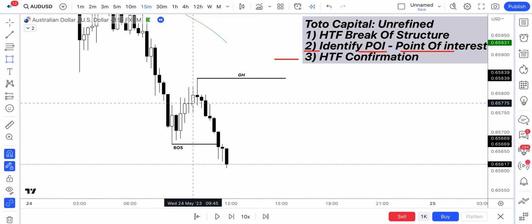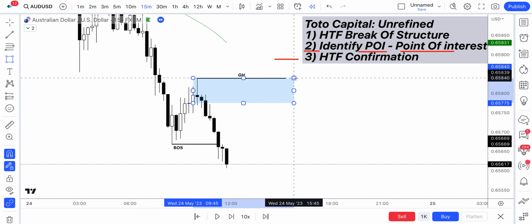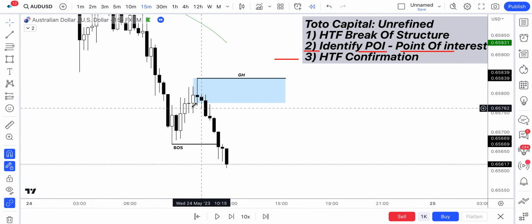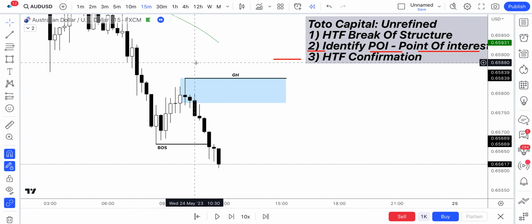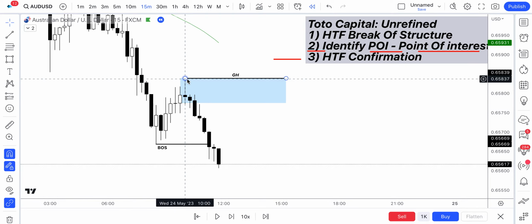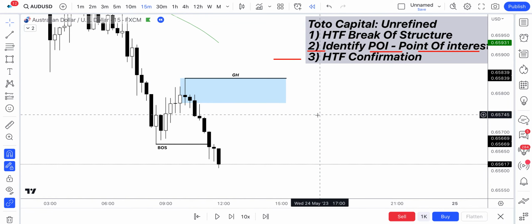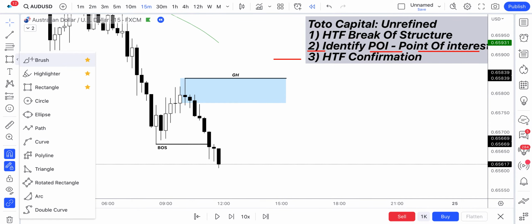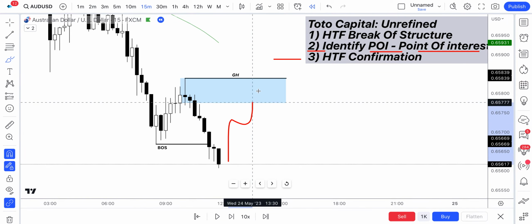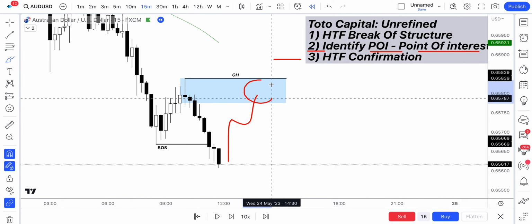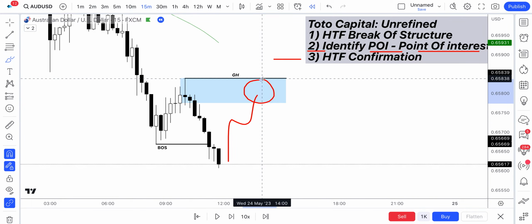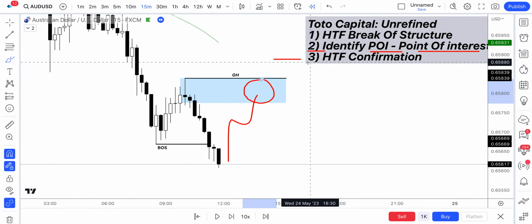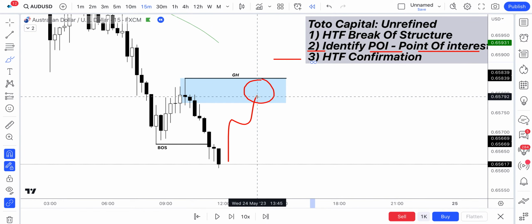Okay, we mark on our POI is the last up candle before the sell-off. So the last up candle from the open up until the high. Okay, this is our POI, our point of interest, and it's also known as our extreme supply. So if and only if price comes back into our extreme supply, we can look for a trade from this area if our entry schematic lines up, which is number 3.